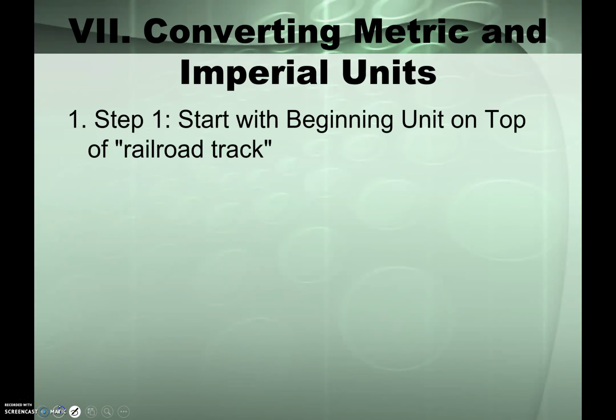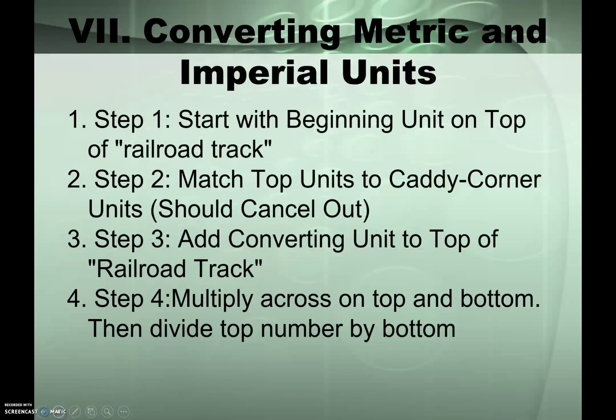Okay. Now how we do this, there are a few steps that you can go through. So the first step, you start with the beginning unit on top of our railroad track. Then you're going to match the top units to the caddy corner units so that they cancel out. So if we have our railroad tracks, whatever units are here, they should also be down here so that they cancel out. You will convert to your converting unit on top, so we'll call that converting units.